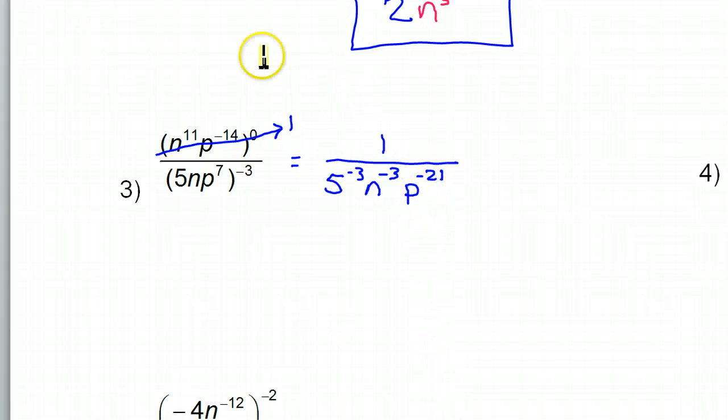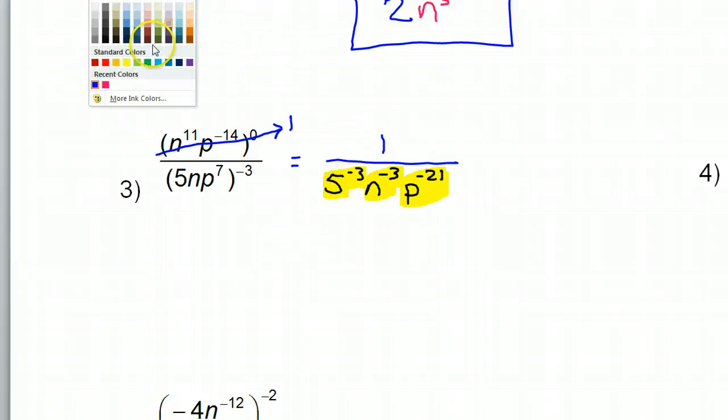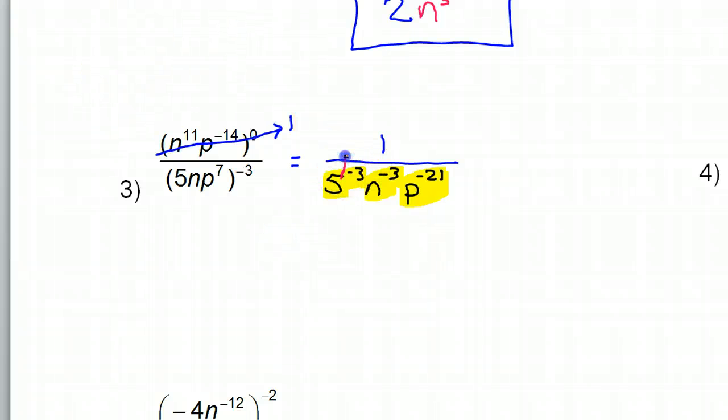As we've seen on the previous problems, anything with a negative exponent is on the wrong side of the line. So this and this and this, all three of these terms are on the wrong side of the line. Okay, so they must be moved. So this is going to move up, and this is going to move up, and this is also going to move up. All three are going to move up.